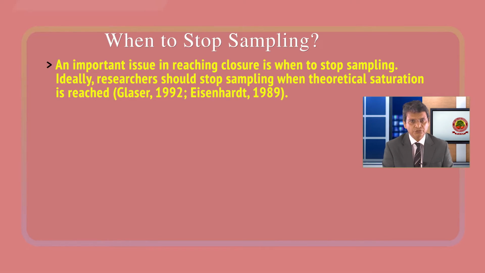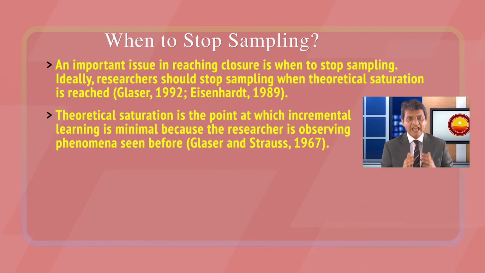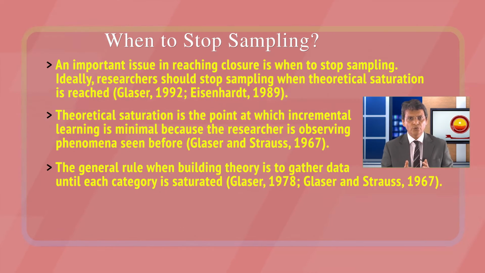An important issue in reaching closure is when to stop sampling. Ideally, researchers should stop sampling when theoretical saturation is reached. I repeat, when theoretical saturation is reached. Theoretical saturation is the point at which incremental learning is minimal because the researcher is observing phenomena seen before. The general rule when building theory is to gather data until each category is saturated.